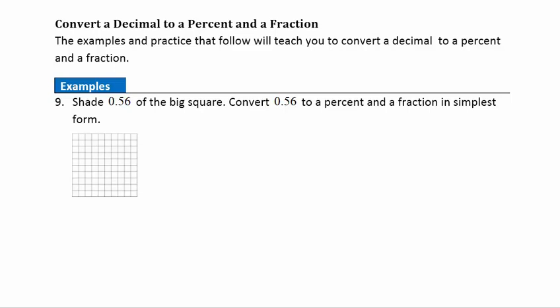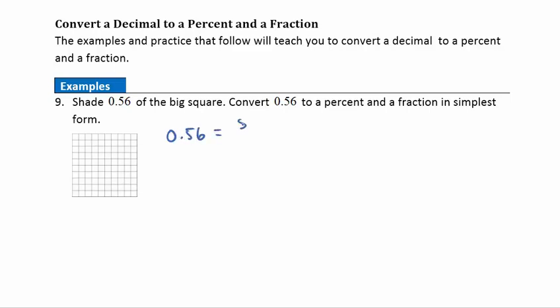All right, let's take a look at an example now where we'll start with a decimal and then convert that to percent and fraction. All right, let's see. Example 9, shade 0.56, or in this case 56 hundredths of the big square. Well, 56 hundredths.